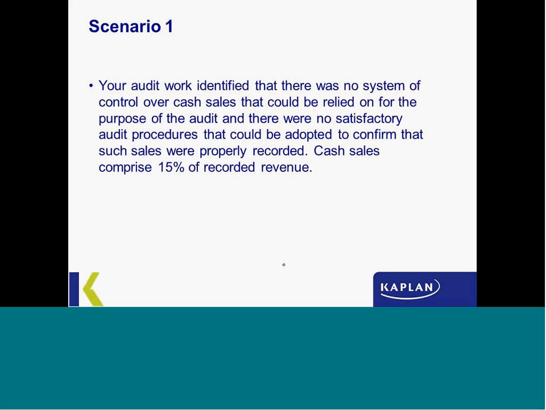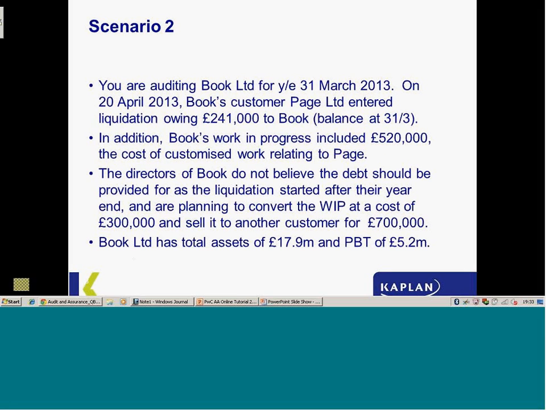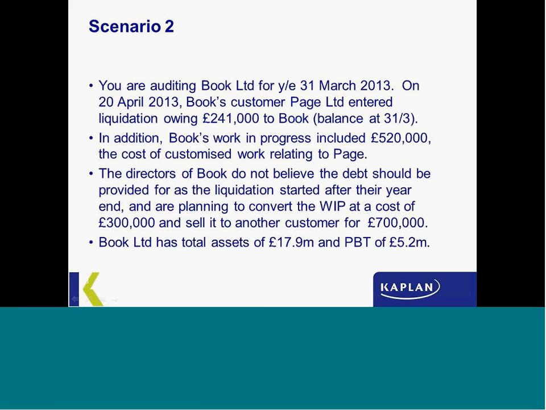Okay, awesome. Let's have a think then about scenario 2. So, scenario 2. You're auditing Book Limited for the year end of the 31st of March 2013. On the 20th of April 2013, Book's customer Page Limited entered liquidation owing £241,000 to Book Limited.